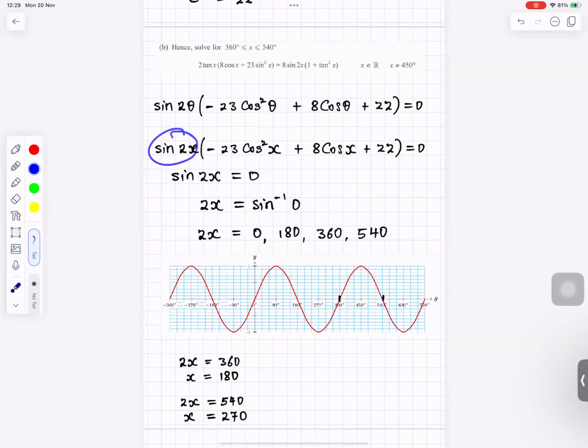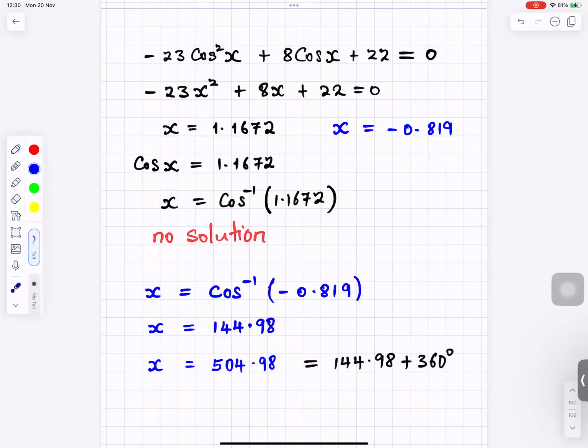So either sine 2x equals 0. So 2x is inverse sine of 0. So 2x is 0, 180, 360, 540. That's where it is 0. But they want the answer only between 360 and 540. So put 2x equals 360, x is 180. 2x equals 540, x is 270.